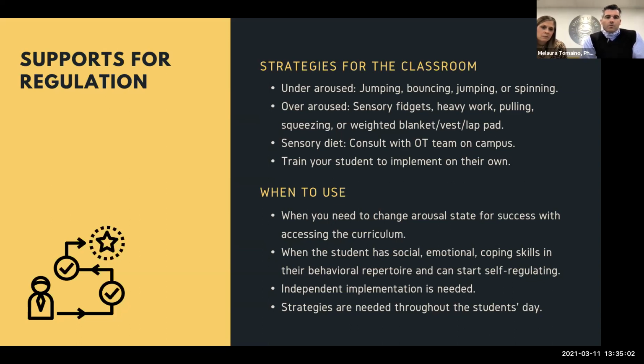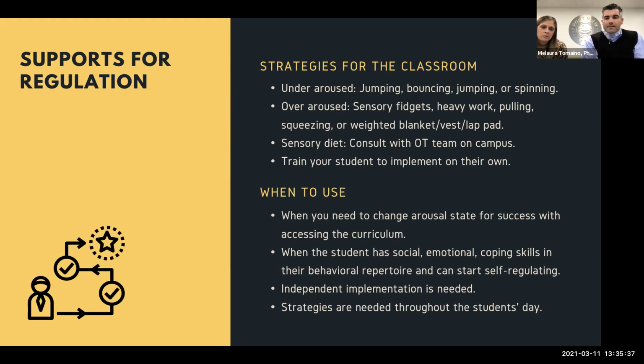Okay, so supports for regulation. There's different arousal states, right? So there's under aroused and over aroused. And we talked about this before. Over aroused would be inability to sit still, jumping up and down, talking loud, yelling, screaming, running away. And under aroused would be tired, inability to focus, slumped posture, hood overhead.